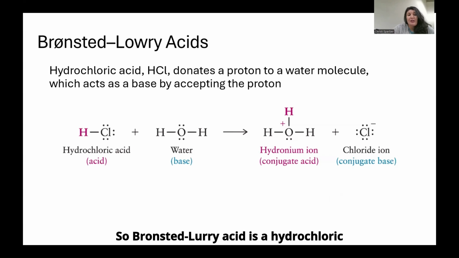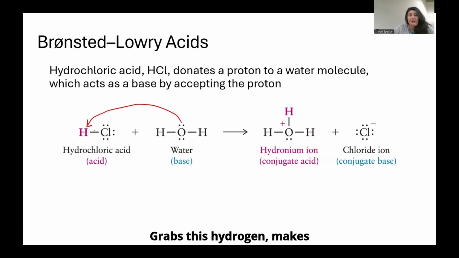So for Bronsted-Lowry acids, hydrochloric acid donates a proton to a water molecule, which acts as a base by accepting the proton. So the water grabs this hydrogen and makes this hydronium ion and a chloride ion. The hydrochloric acid donates the hydrogen, and the water accepts it and makes this hydronium ion. This is also an Arrhenius acid, but it satisfies the Bronsted-Lowry definition as well.